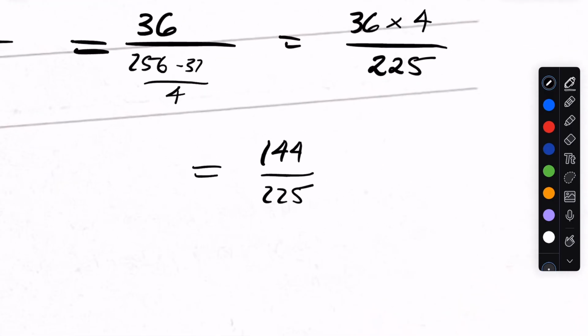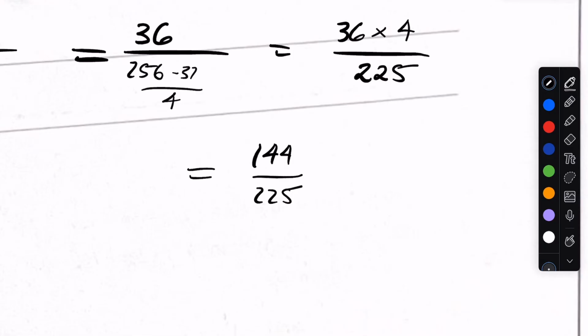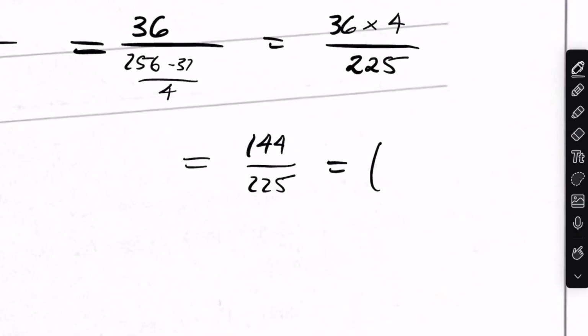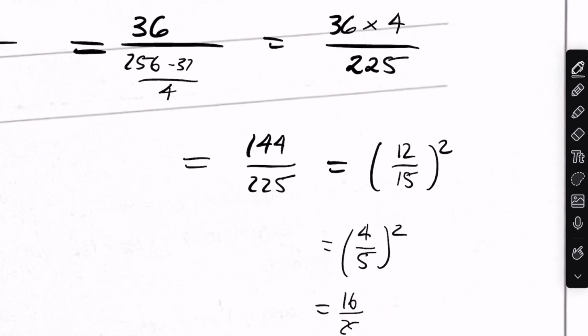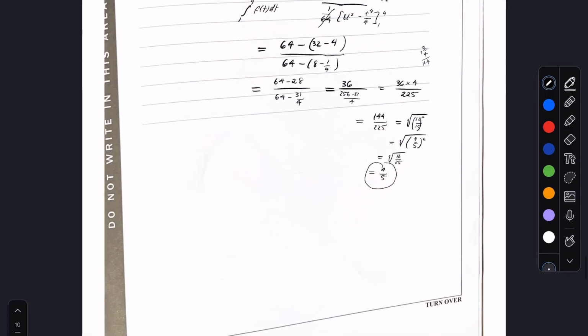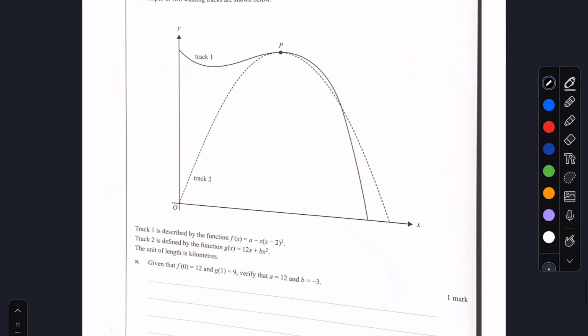Can we simplify that? It looks like we can. Okay, so you could write this as 12 on 15 all squared, which is 4/5 all squared, which is 16 on 25. There's a lot of integration in that, and that's pretty heavy working out, but that's okay.